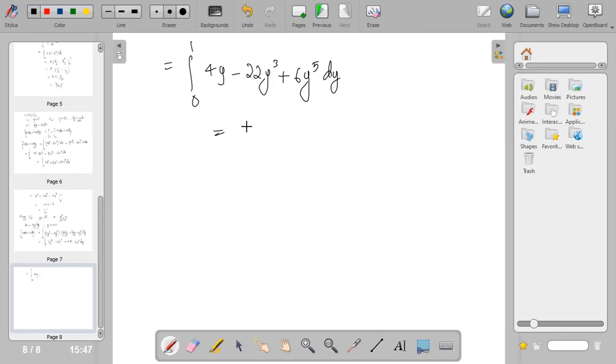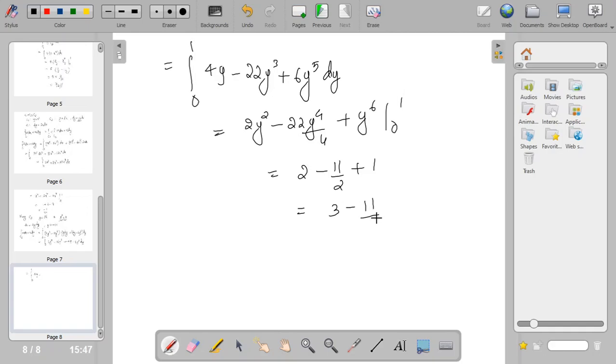So upon integrating you will get 2y square minus 22y raised to 4 by 4 plus y raised to 6 from 0 to 1. So that is 2 minus 11 by 2 plus 1. So that will be 3 minus 11 by 2. So that will be equal to minus 5 by 2.